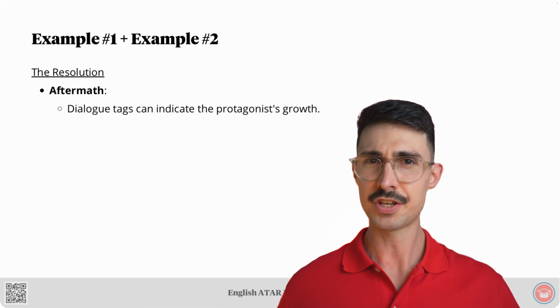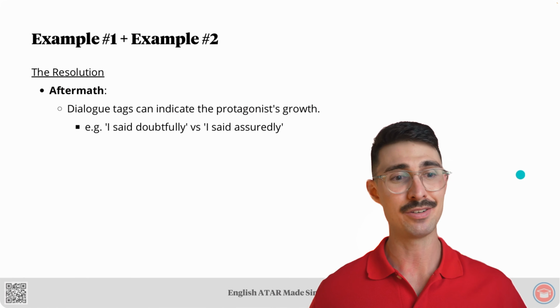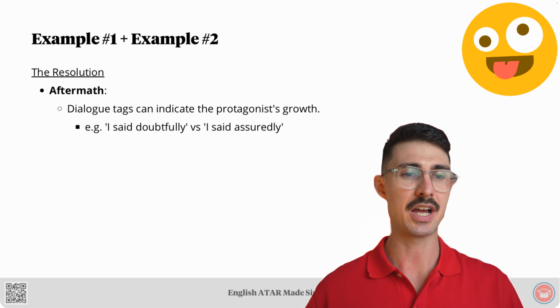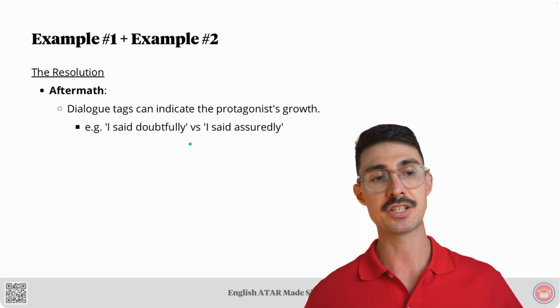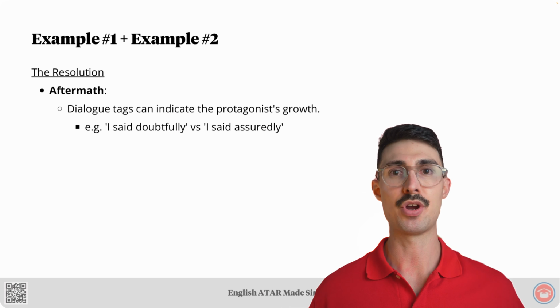First comment, dialogue tags can indicate the protagonist's growth. What does that mean? Well, "I said doubtfully" versus "I said assuredly." If the protagonist has gone from being doubtful to being assured, that implies some sort of emotional, mature growth.